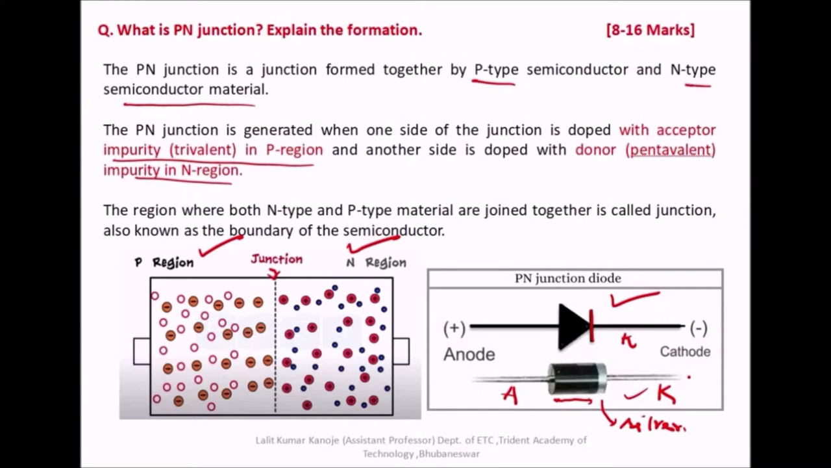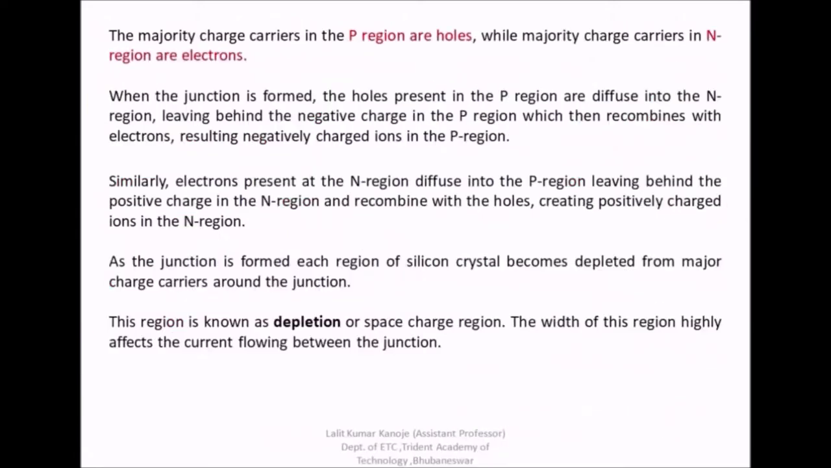Fine. Okay. So here we discussed 2 points. When a p-type semiconductor comes in contact with n-type semiconductor, the PN junction forms. The junction line is the joining line of the p-type and n-type region. Okay. Coming to the next point. Now this is very important. All of you understand this one.